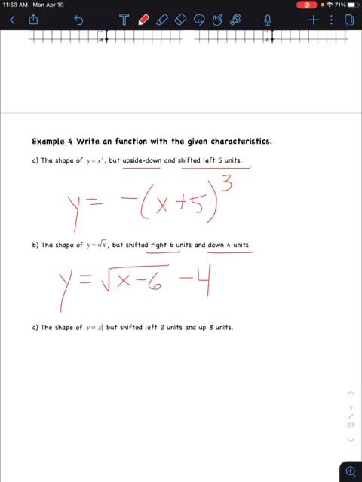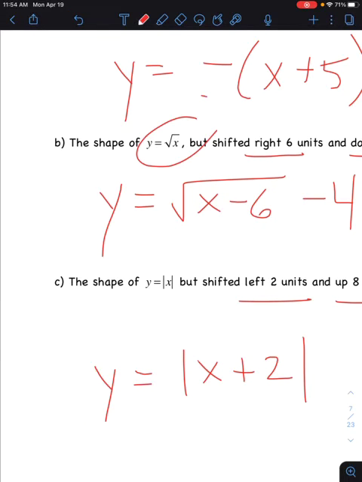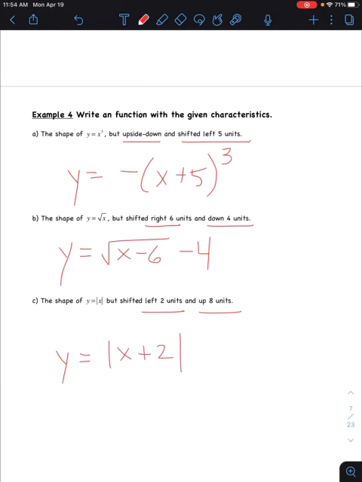All right, and then letter C, the shape of y equals absolute value of x, but shifted left 2 and up 8. So left 2, that would be x plus 2 in the absolute value. All right, not going to use parentheses because we have to have the absolute value there. If the absolute value is here, the absolute value feature has to be here. Okay, same thing with the last problem. If you got a square root here, you better have a square root in your new one. And then up 8, remember what I said, up or down is at the end. Up 8 is a plus 8.